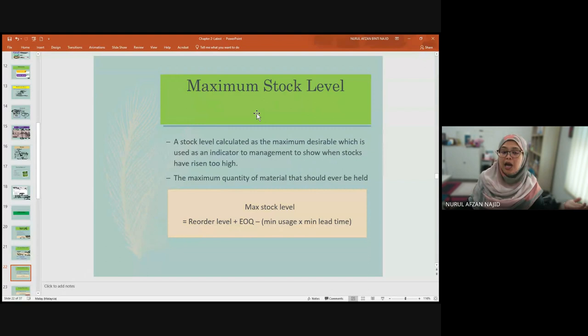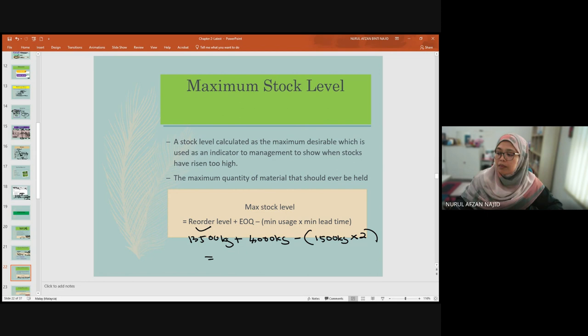So kita nak pastikan berapa jumlah maksimum yang perlu ada dekat dalam store. How to calculate the maximum stock level adalah reorder level, again reorder level 13,500 kg tambahkan dengan EOQ. Ingat tak tadi dalam kencan kristal gemilang, you kira EOQ? How much the EOQ yang you kira tadi? 4,000 kan? Betul tak 4,000 unit? 4,000 kg. Tolakkan dengan minimum usage. How much the minimum? 1,500 kg. Darabkan minimum lead time 2.